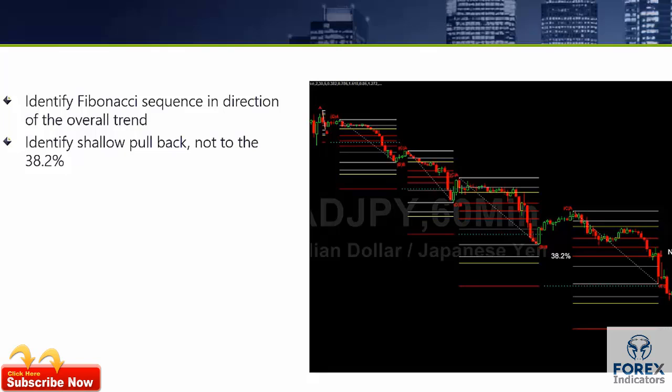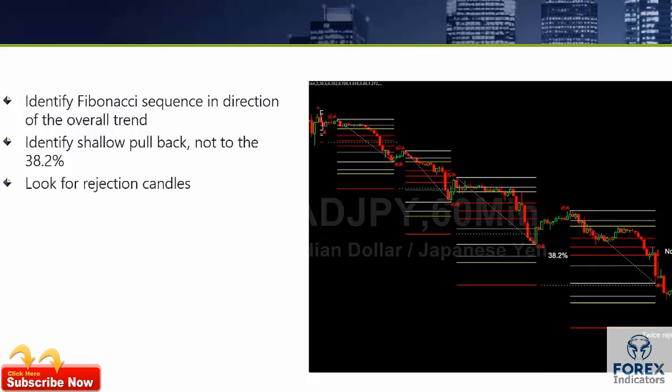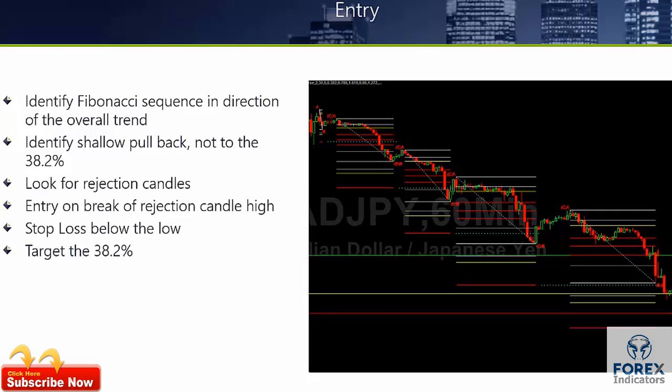So if the market's like that and not pulling back, you could take advantage of it and play aggressively with very tight stops, because the market is very fast. Look for rejection candles before entering the trade, and enter on break of the rejection candle high, stop loss below the low, and target the 38.2%. Here's a nice reversal bar, here's your target there, and this is a 60-minute chart.